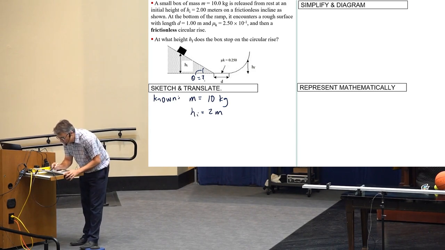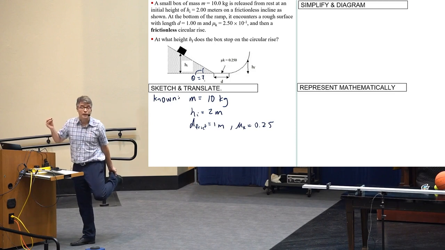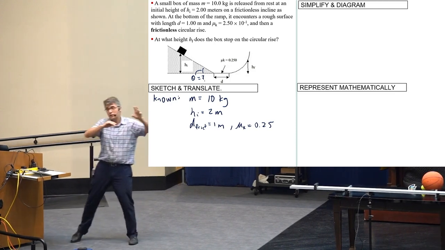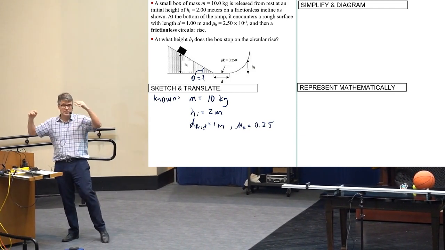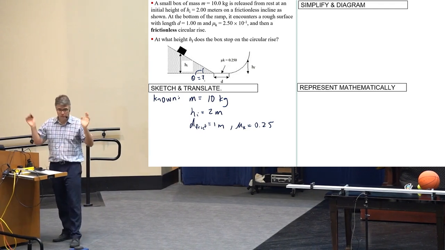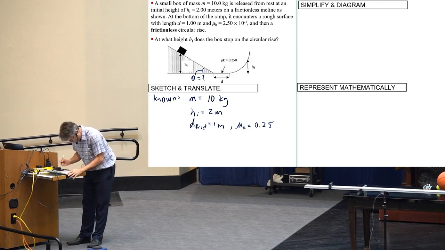At the bottom of the ramp, it encounters a rough surface with length d equals 1 meter. So d friction or something like that is equal to 1 meter. And on that, mu sub k is equal to 0.25. And then a frictionless circular rise. At what height h_f does the box stop on the circular rise? So it starts at some initial height. Probably it's going to lose some energy on the kinetic friction surface, and then it'll rise up to a lesser height. And also, you don't know any of the angles or the curviness of this thing, so really, conservation of energy is the only way to solve this problem, I think.